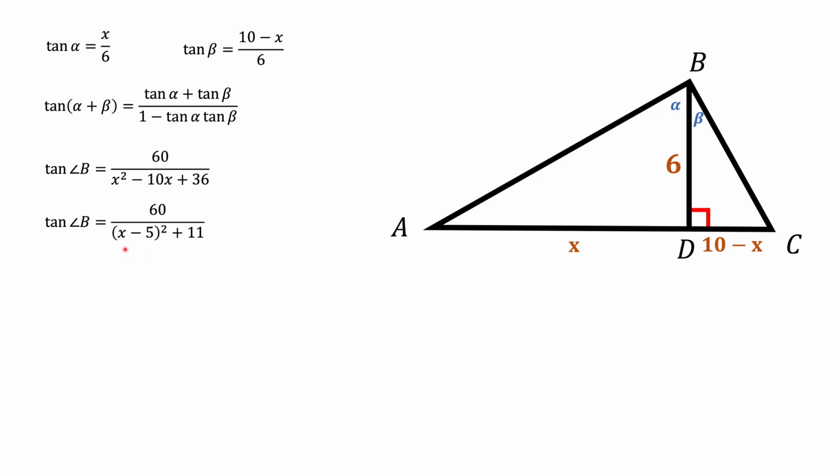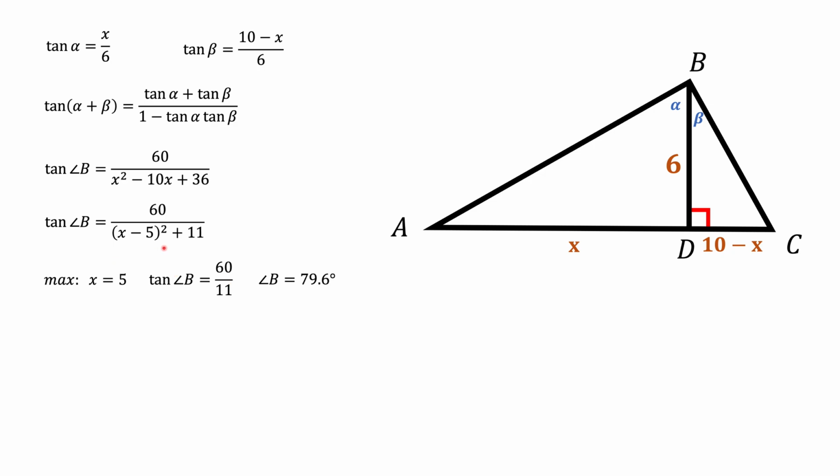And the smallest denominator will be when this term, x minus 5 squared, is the smallest, which is 0, which means that x equals 5 is the point when the tangent is the largest and angle B is the largest. x equals 5 means this point D is in the middle of the side AC. In this case, tangent will be 60 over 11, and that means that angle B will be about 79.6. So it's less than 90 degrees.